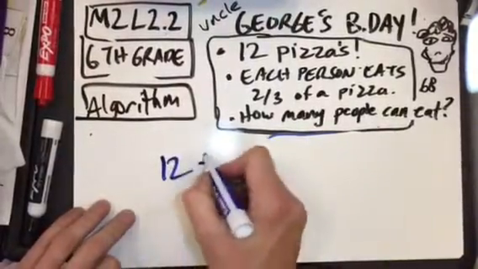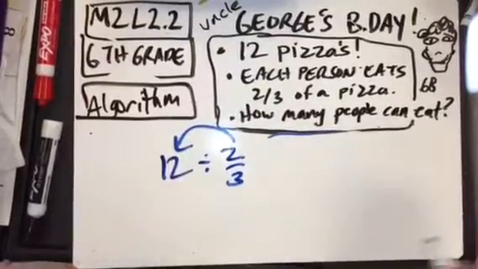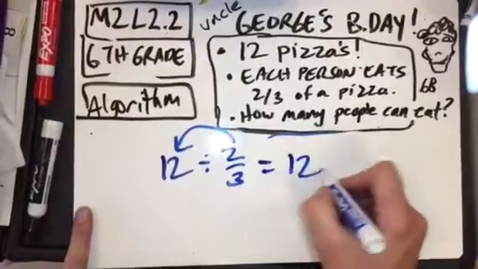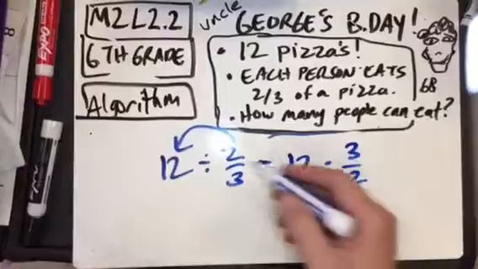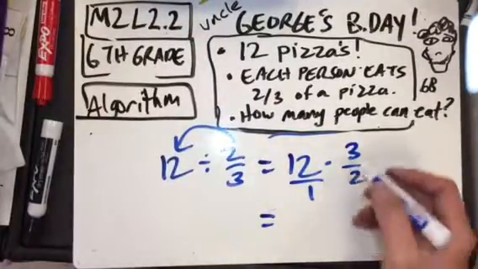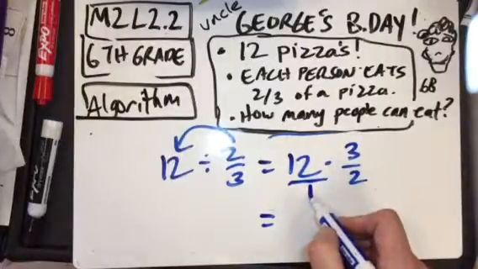So it's 12 pizzas. I'm trying to figure out how many 2/3 are in there, right? And kids are starting to figure out, dude, this is the same as 12 times 3/2, the reciprocal of this one. And then we can go from there. And they will be doing this. So I turn this 12 into a fraction by putting a 1 underneath.